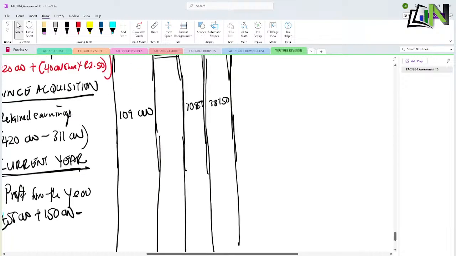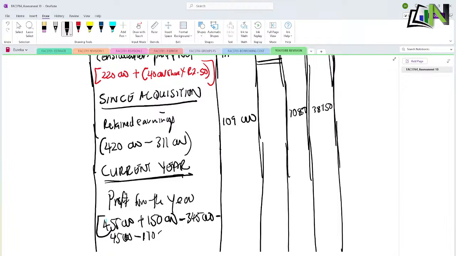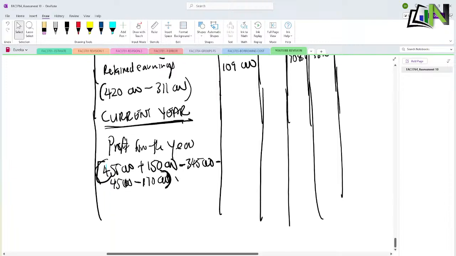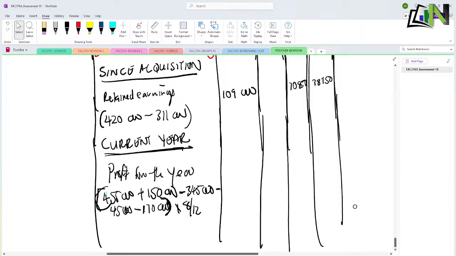There we go. So we want to put down our expenses: our cost of sales, 345,000, then our other expenses, 45,000, and our tax was 170,000. Guys, this makes up our profit for the year, and remember we're calculating this for 8 months. I showed you guys on the timeline. So we're calculating 8 months profit.